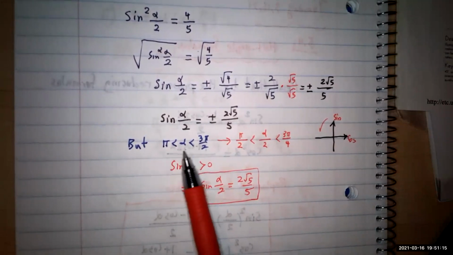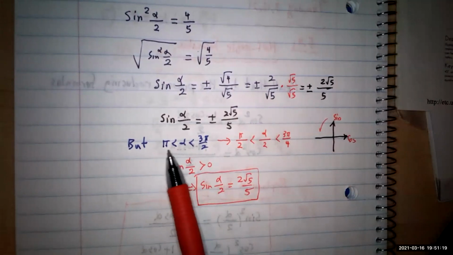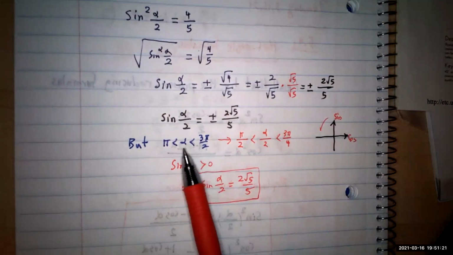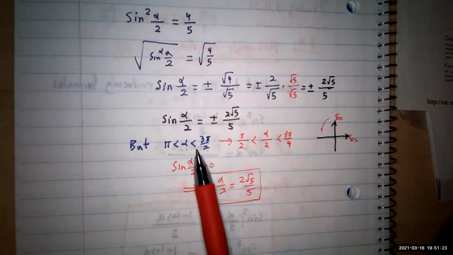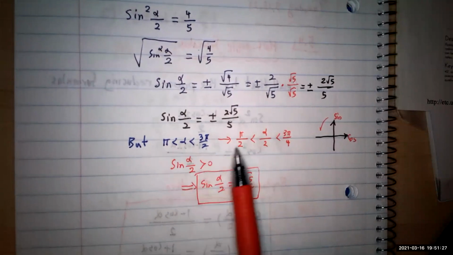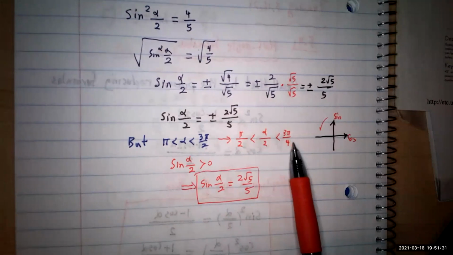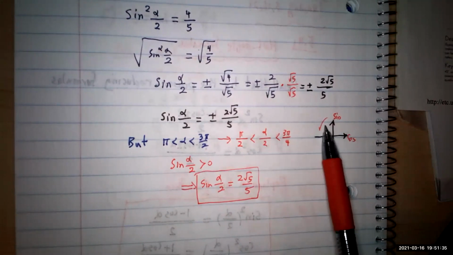Write it as algebra, not the graph. Alpha is between 180 and 270. So divide everything by 2 all the time to get the alpha half. That would be pi half, which is 90 degrees, less than 3 pi over 4, which is 135. So alpha half is in the second.